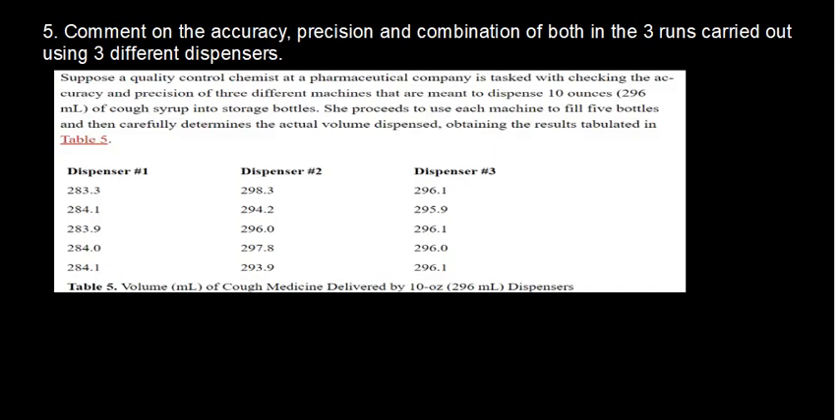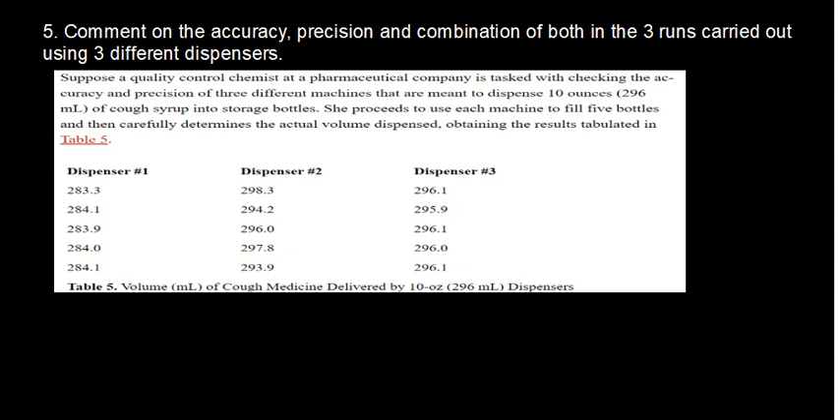Question 5. Comment on the accuracy, precision, and combination of both in the 3 runs carried out using 3 different dispensers. Suppose a quality control chemist at a pharmaceutical company is tasked with checking the accuracy and precision of 3 different machines that are meant to dispense 10 ounces or 296 milliliters of cough syrup into storage bottles. She proceeds to use each machine to fill 5 bottles and then carefully determines the actual volume dispensed, obtaining the results tabulated in the table.